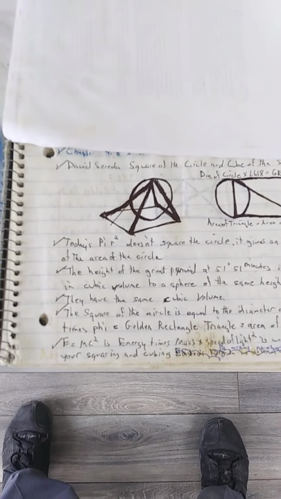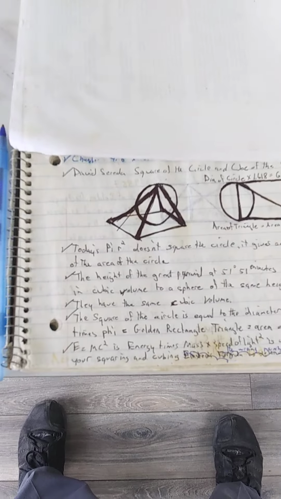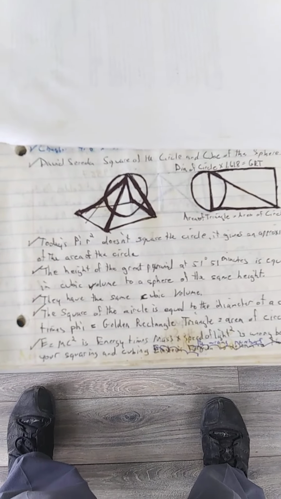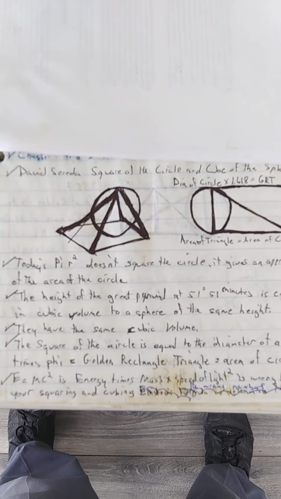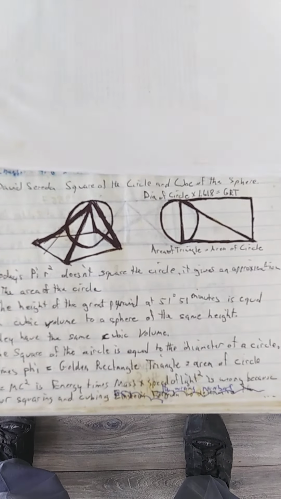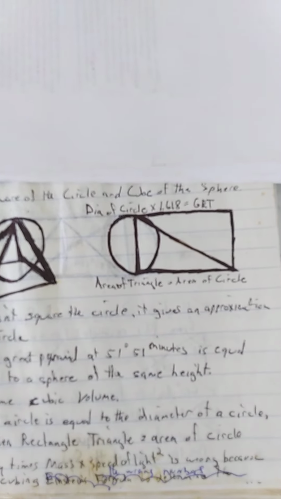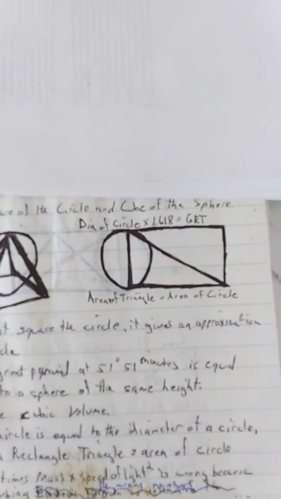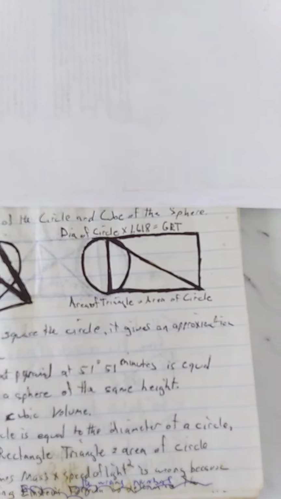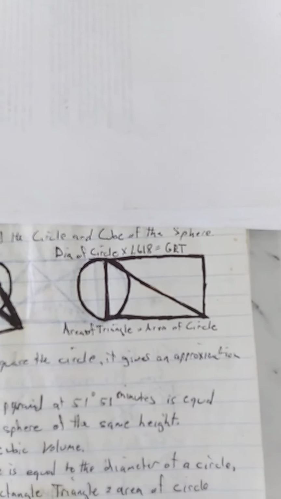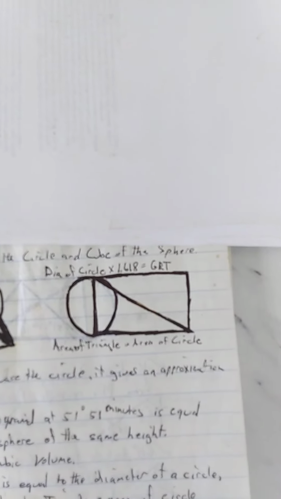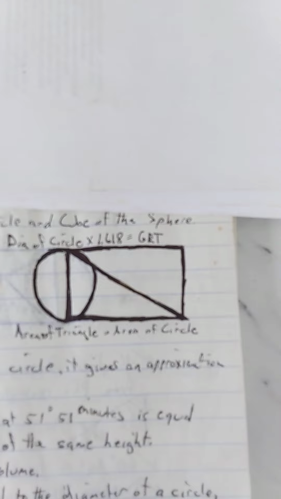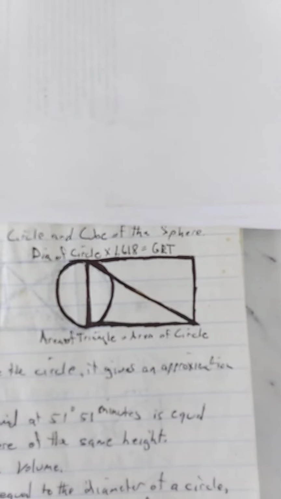Okay. This comes from David Sereda. If you haven't checked out his work, please check out his work. He's brilliant. He says that the square of a circle and the cube of a sphere, okay, so that's his title. He says the diameter of a circle times 1.618, which is Fibonacci, equals the GRT, or golden rectangle triangle. The area of a triangle equals the area of a circle.